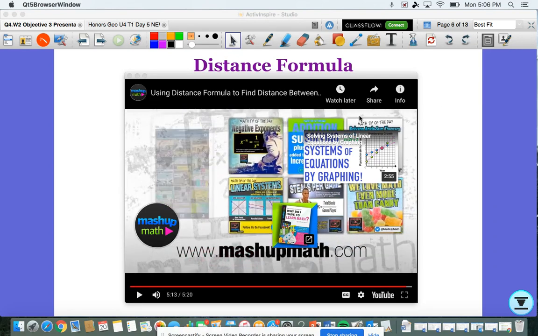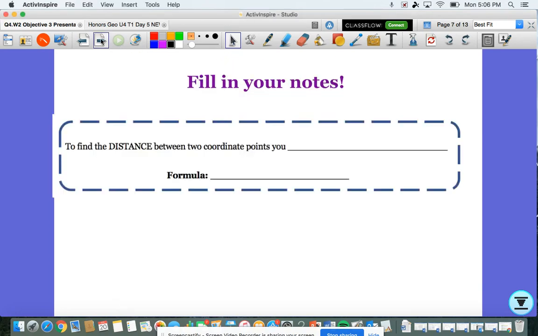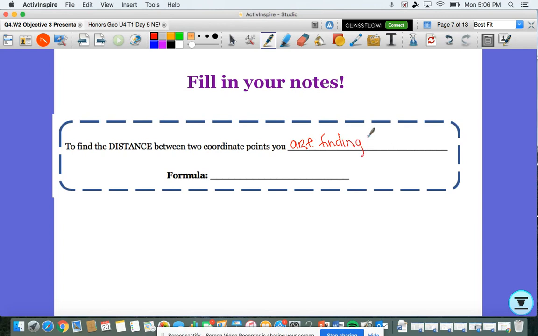Awesome. So let's fill some of that information in, and then let's do some practice and examples together. So again, into your notes, fill in your notes. So to find the distance between two coordinate points, you are finding the length, right?